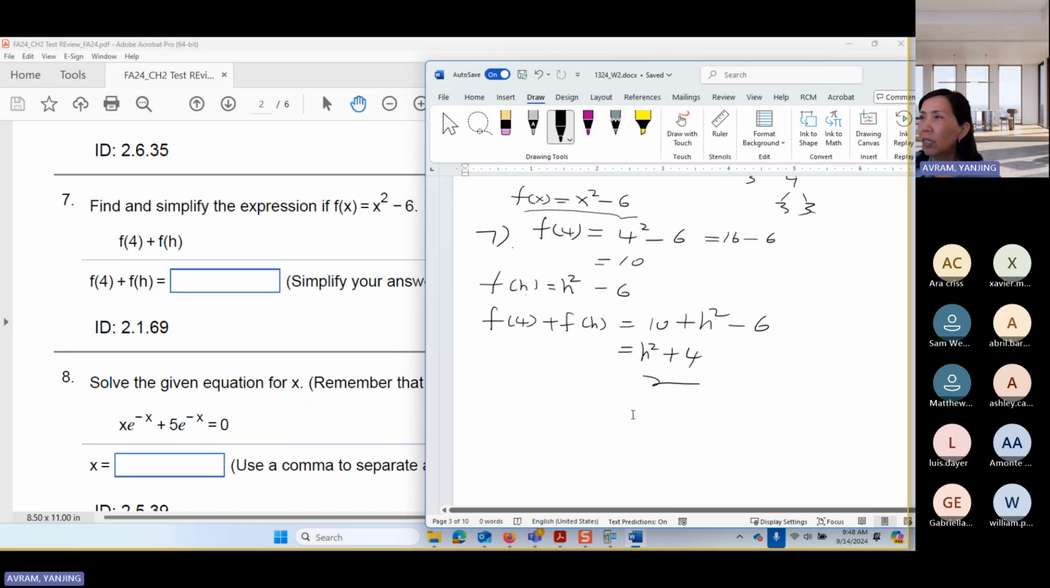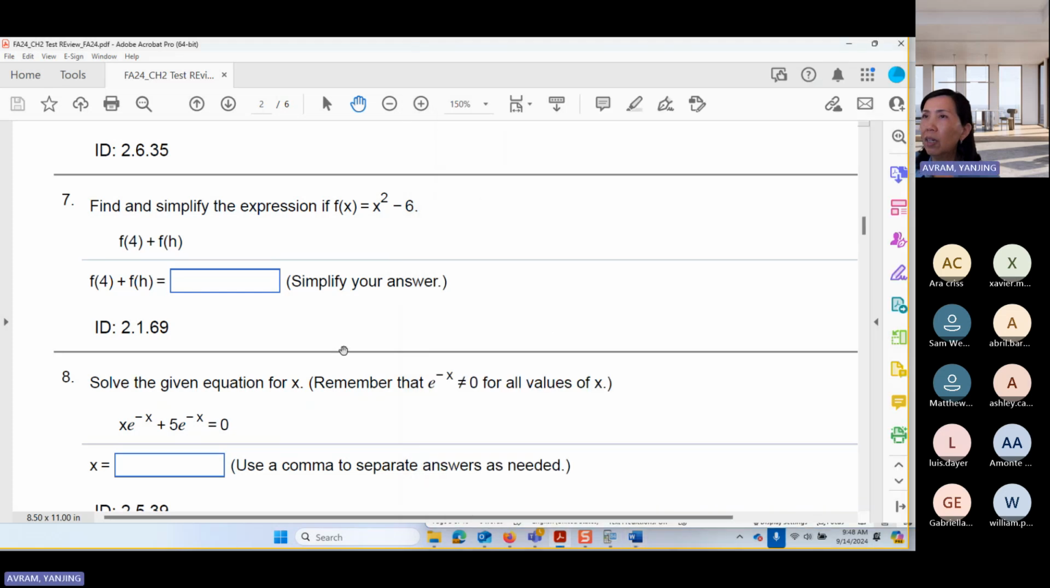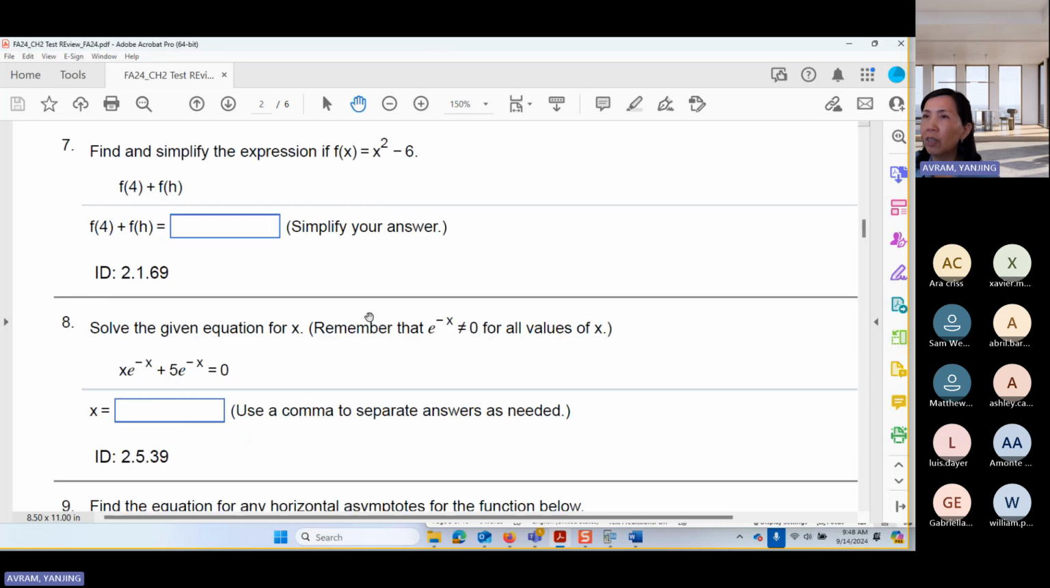Any questions? All right, so this is from 2.1, okay? Just the function notation in here.